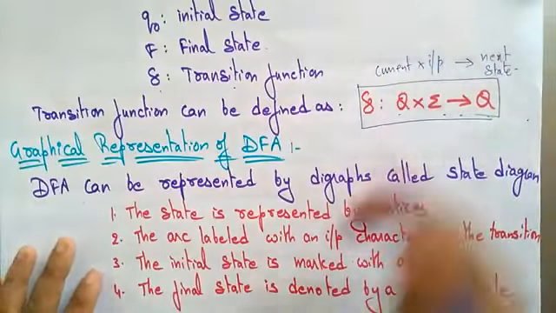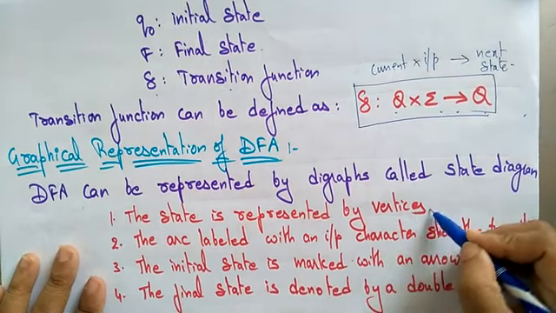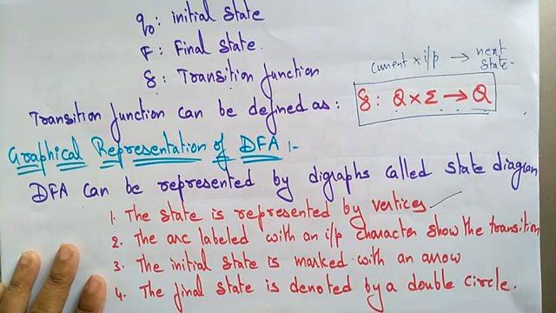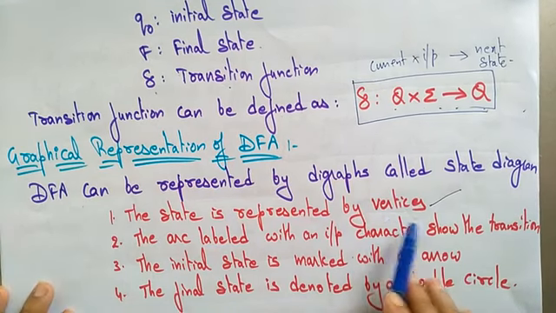So the state is represented by a vertex. Here each state is represented by a vertex. Let's say Q0, Q1, Q3, or A, B, C, D, anything. A state is represented by a vertex.